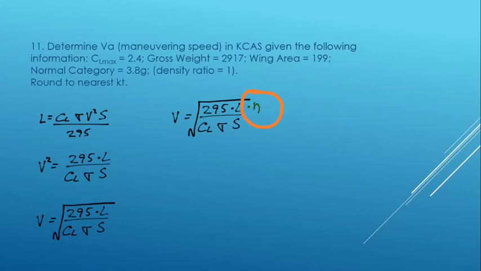So what would the stall speed be for this airplane at a load factor of 3.8? 3.8 times the weight of the airplane will give us the lift that the wing has to generate. So at what speed will this airplane stall? Then it's simply a matter of plugging the known values into the formula and solving it.